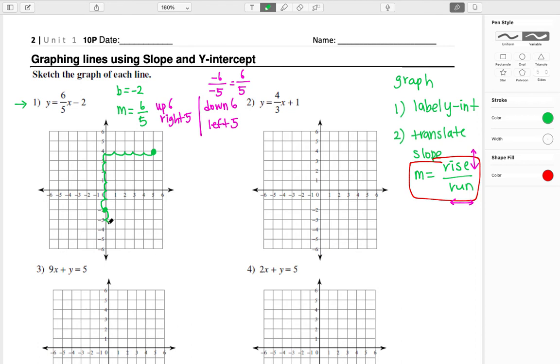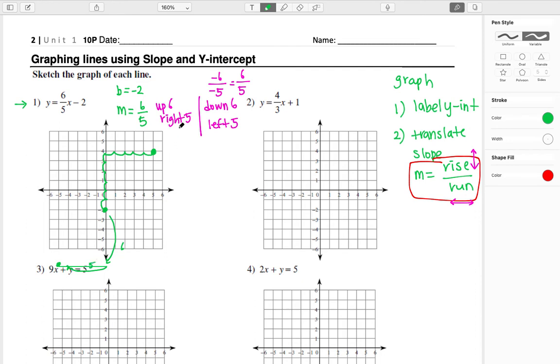Another, we could go down 6. So 1, 2, 3, 4, 5, 6. Okay. And then left 5. So 1, 2, 3, 4, 5. Oops. So my next point is over here. So I move down 6, and then I move left 5.